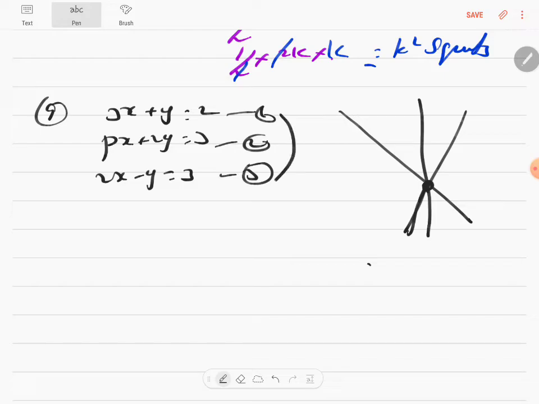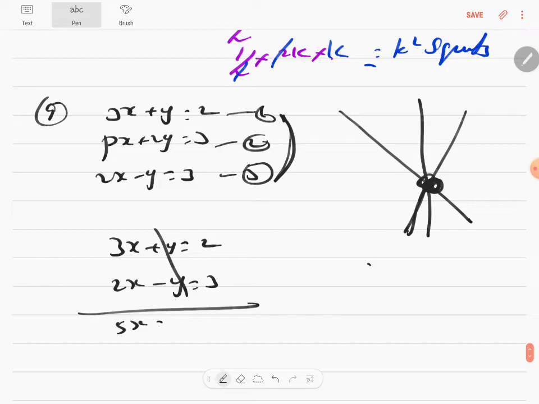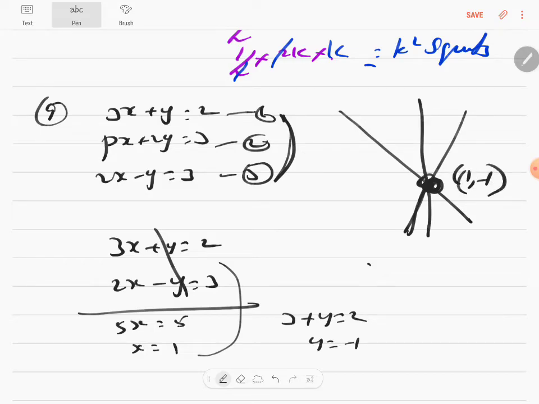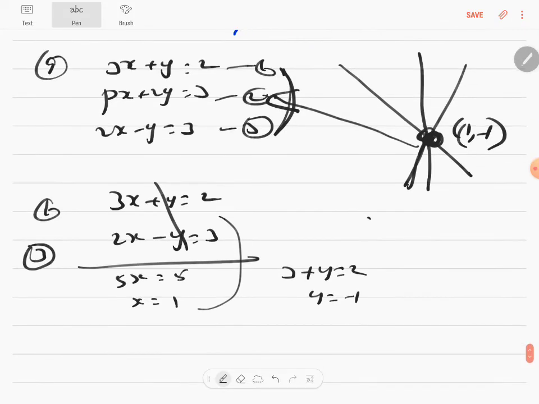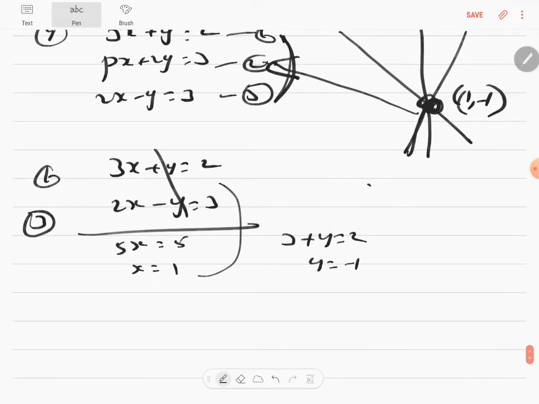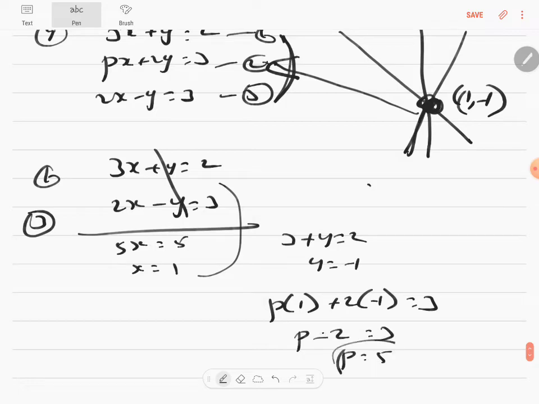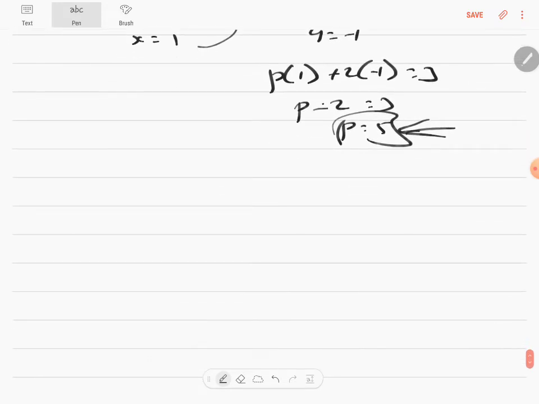So you can solve 1 and 3. When you solve 1 and 3, you get the point of intersection, right? Which is this point. So let's solve it. 5x is equal to 5, x is equal to 1. Substituting back, 3 plus y is equal to 2, y is equal to minus 1. Therefore, this point is (1, minus 1). We solved 1 and 3. Now you take this point and substitute in the second equation to find the value of p, because a point on the line will satisfy the equation of the line. p into 1 plus 2 into minus 1 is equal to 3. p minus 2 is equal to 3. p is equal to 5. Thus the unknown value can be found. Let's go to the next question.